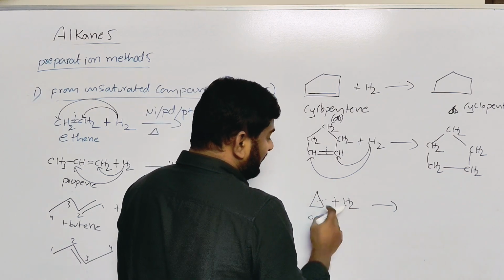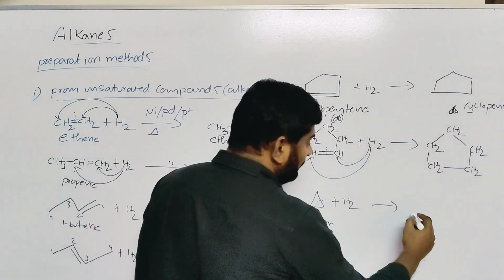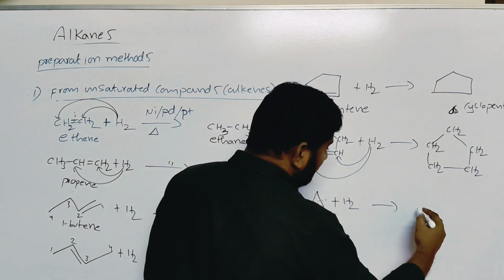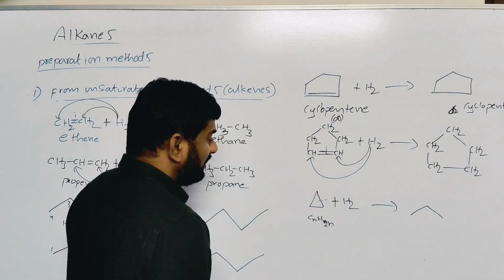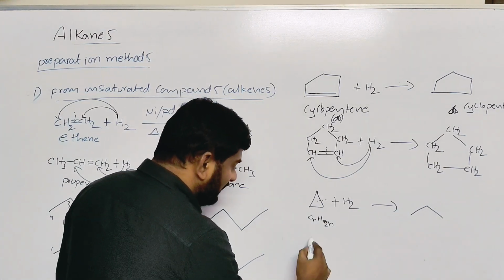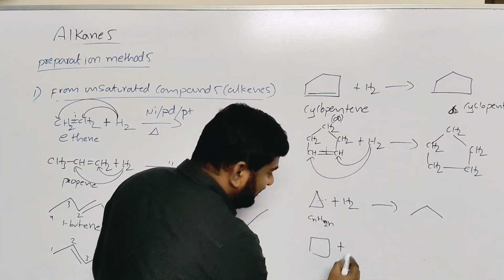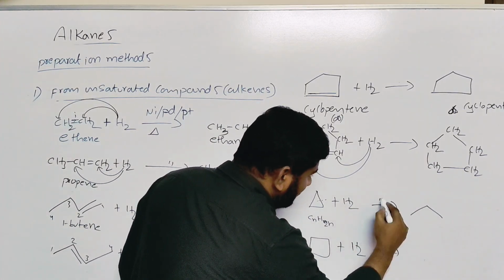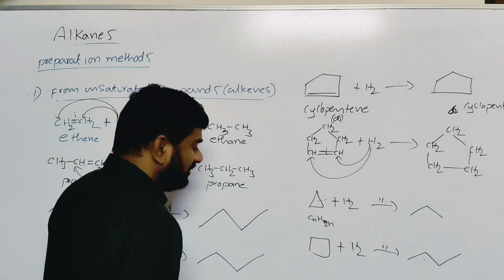So in cyclopropane hydrogenation, simply here, a 3 carbon containing cyclic ring. If ring opening takes place, you get propane. Okay, 1, 2, 3. So you will get a 3 carbon containing alkane. If you take cyclobutane, here also hydrogenation takes place. Then what do you get? Butane you get.